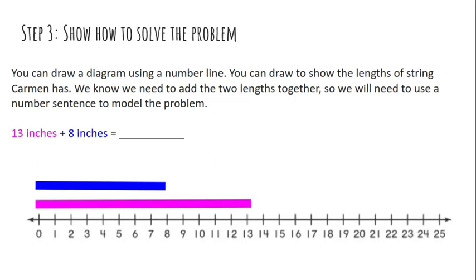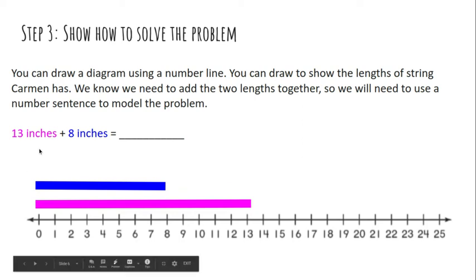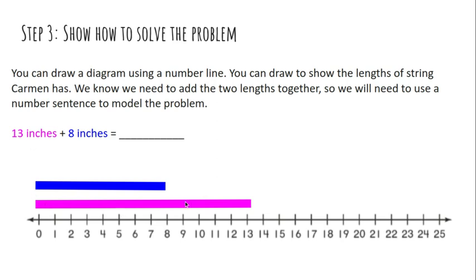Which brings me to step 3. We have to show how to solve the problem. We can draw a diagram using a number line. We can draw to show the lengths of string that Carmen has. We already know that we need to add the two lengths together, so we will need to use a number sentence to model the problem. I know that my two important pieces of information were 13 inches, which I show with the purple bar, and 8 inches, which I show with a blue bar.